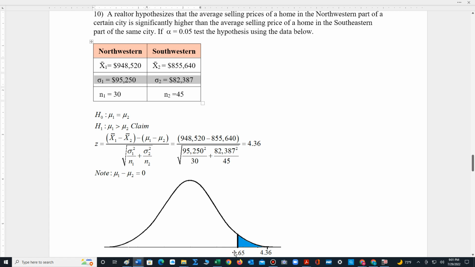We look up our critical value in table F. It's 1.65. When we calculate our test point, this is the formula we use. Keep in mind that mu1 minus mu2, since we're assuming they're equal, is going to be 0, so I just don't write that down in the calculation. Let's go ahead and perform this computation. Let's type it in.